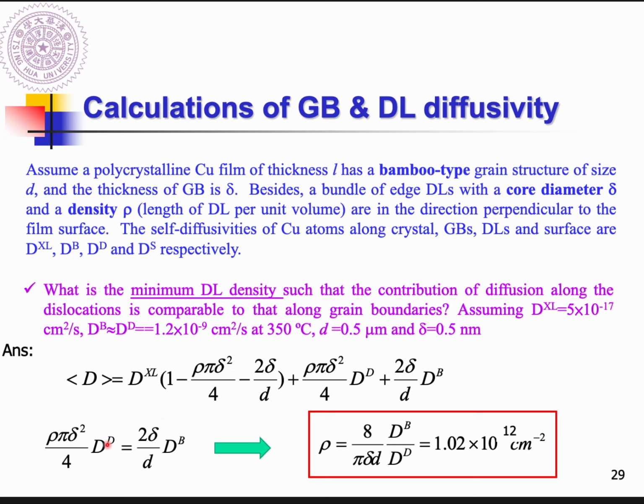We just simply move this to the right-hand side and put all the parameters inside. Then after calculations, we can get the dislocation density equals this, 1.02 times 10 to the 12 per centimeter squared.